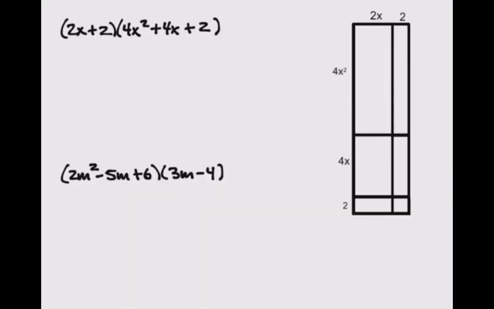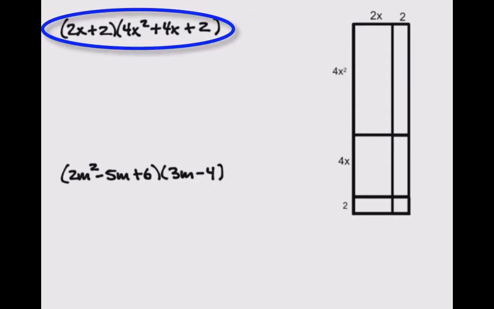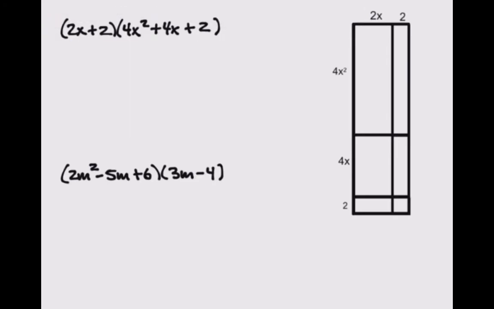And our strategy remains exactly the same, even when we get crazy things like trinomials involved. We take every term from the first polynomial, and we distribute it to every term in the second polynomial, and we add up all the resulting products, and we collect our like terms, and we put our final product in standard form. So again, for this example right here, I like to visualize it as a rectangle who has one side of length 2x plus 2, and the other side of length 4x squared plus 4x plus 2.